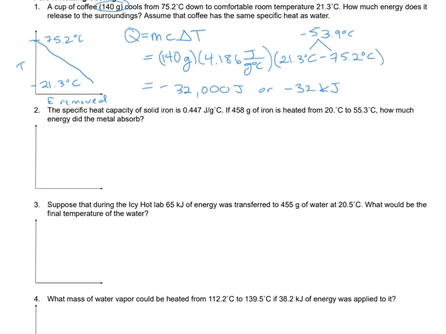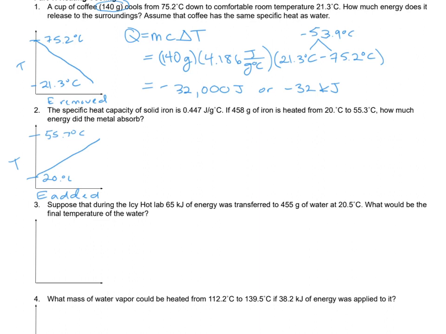So for question number 2, first step, draw the picture. The specific heat capacity of solid iron is 0.447 joules per gram per degree Celsius. If 458 grams of iron is heated from 20 degrees Celsius to 55.3 degrees Celsius, how much energy did the metal absorb? So again, we have our temperature. This time it is energy added because our temperature is going up. And we're going from 20 degrees Celsius to 55.3 degrees Celsius. So our line will be going up.